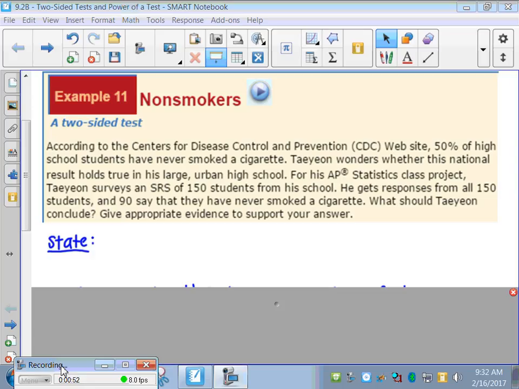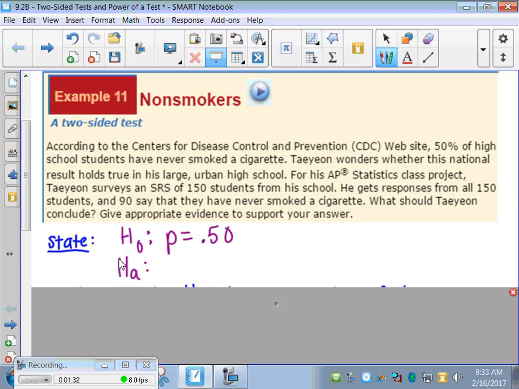All right. When you write your null and your alternative hypothesis, make sure that you don't look at the p hat. Don't look at his survey at all. You don't care about that result when you write the null and the alternative hypothesis. So H naught would be that p is 0.5, 50%, according to the CDC website, all right? For the alternative, we didn't have any kind of speculation.